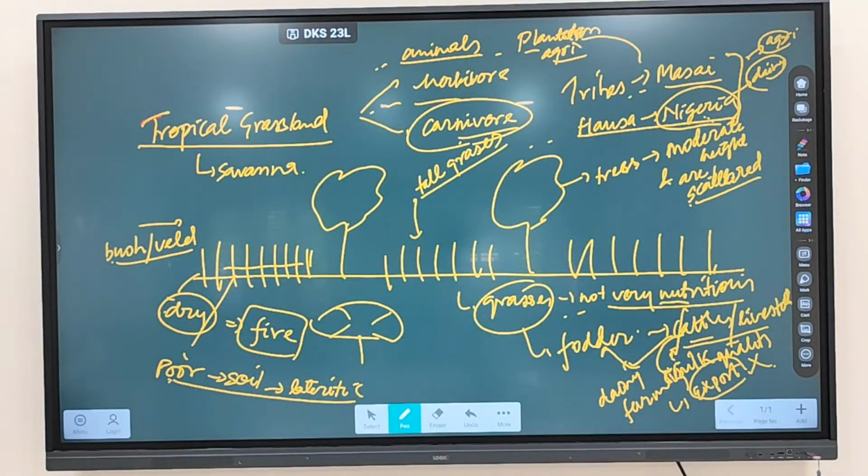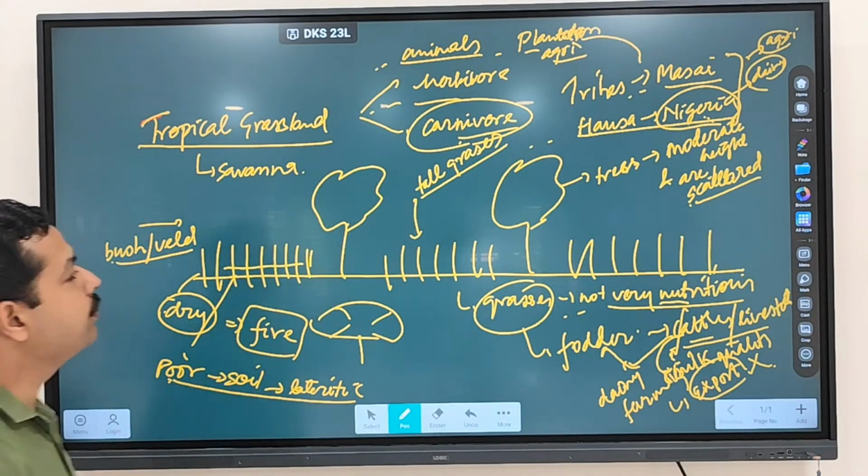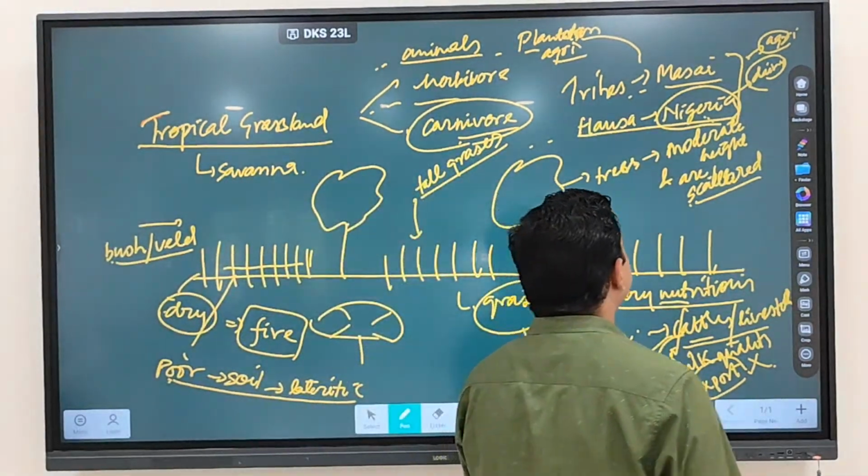Fine. As we discussed, cattle rearing is an occupation, but it is also not done at a large scale. Why is it not done at a large scale? Because grasses are not nutritious in nature. Fine. So these are the characteristics of tropical grassland.